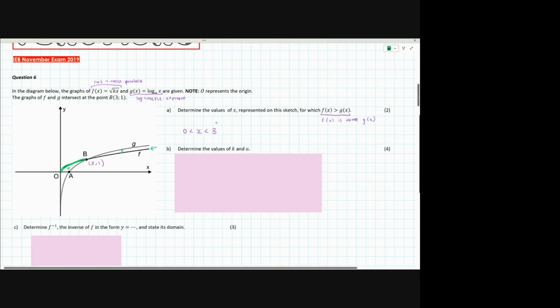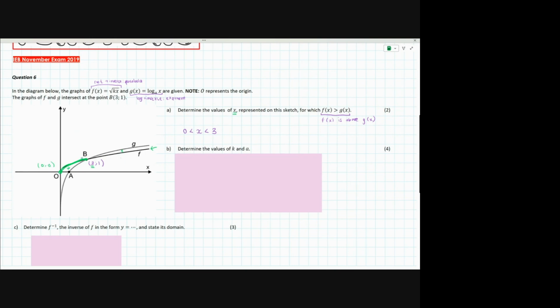Now, we are looking for the x values on the sketch. At this point over here, at the origin, we know that x is equal to 0. And at this point B, we know x is equal to 3. So we have our x values. We now just need to decide, do we include, do we exclude? What are we talking about?